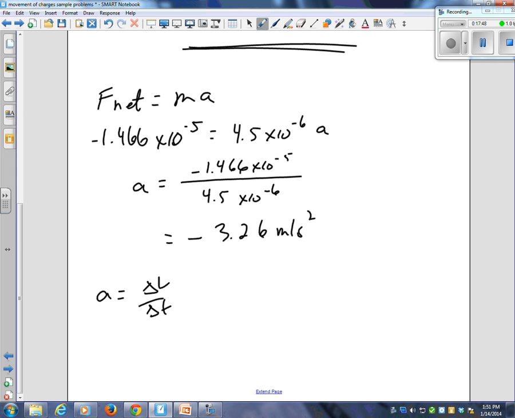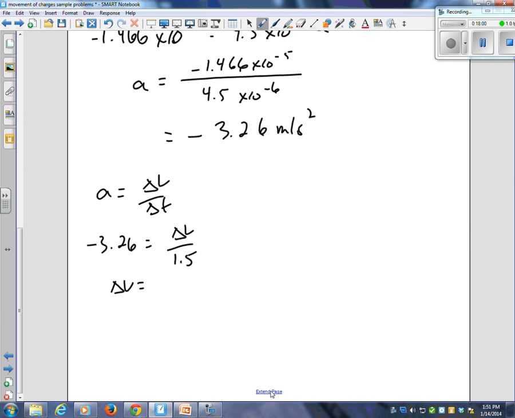A equals delta V over delta T. He dropped that instruction. So, 1.5 seconds. I get minus 4.89. 4.88666666. I have 4.9. I kind of went through the whole thing with all the decimals.